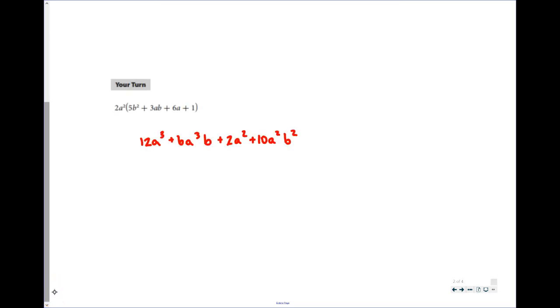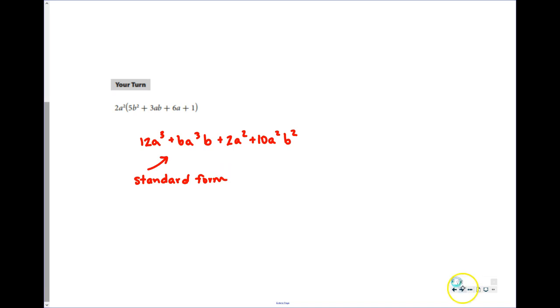This should be your final answer. If you don't have these terms, then you've probably combined like terms or multiplied incorrectly. If you have these terms but didn't put them in the right order, this is in standard form. Remember, every time we write a polynomial, you have to check to make sure it's in standard form, meaning alphabetical order by decreasing degree. Okay, so it's always something we need to be checking for going forward.